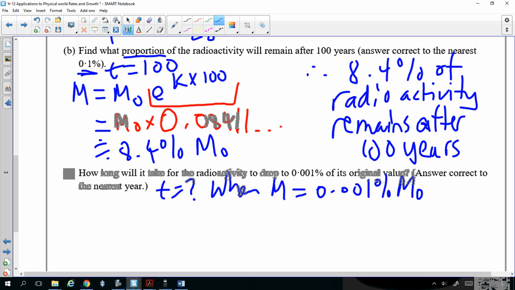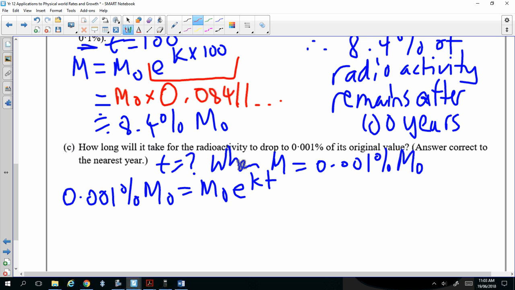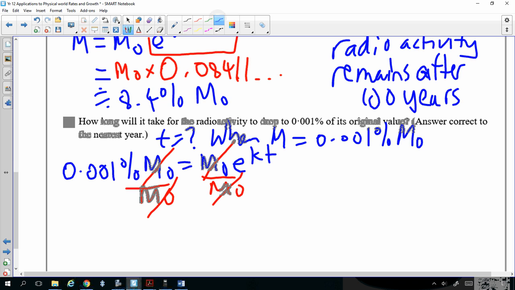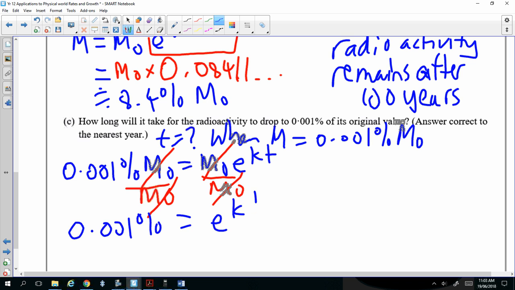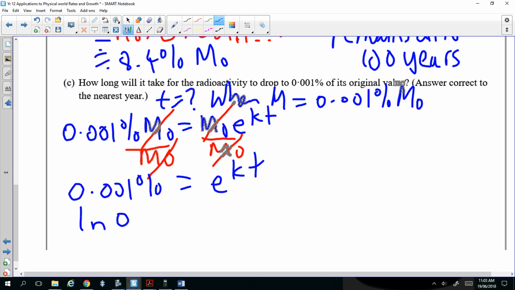Then we're going to divide both sides by M0, and that will cancel. Then you get 0.001% equals e to the power of kt. Then we ln both sides like before. So ln 0.001% equals kt ln e, and ln e is 1. So therefore t equals ln 0.001% divided by k, which you can do on your calculator.